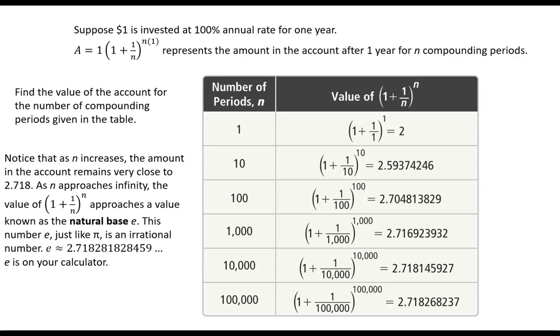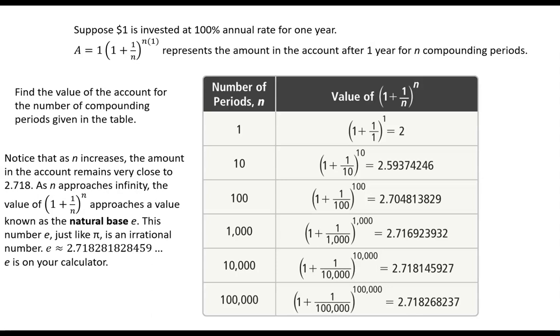So as the value of n approaches infinity, I get closer and closer to a certain value. That value, when n is infinity, is called the natural base, and that's the number e. The number e, just like pi, is an irrational number. E is approximately equal to 2.718281828459. But of course, as an irrational number, it continues on forever. And so that number e is on your calculator somewhere. Just like you have a pi button, you have an e button.